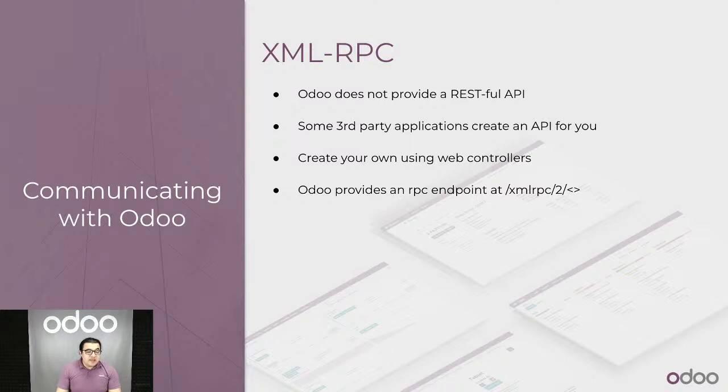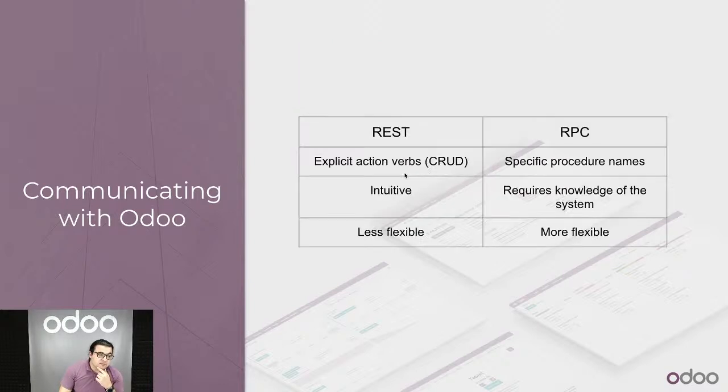Of course, in many cases, you would want to have a RESTful API. In that case, you have two solutions. You either could find a third-party application that would satisfy that. I'm pretty sure I've seen a lot of those. Maybe I've seen some of those that actually expose a GraphQL endpoint. Or you could build your own using web controllers.